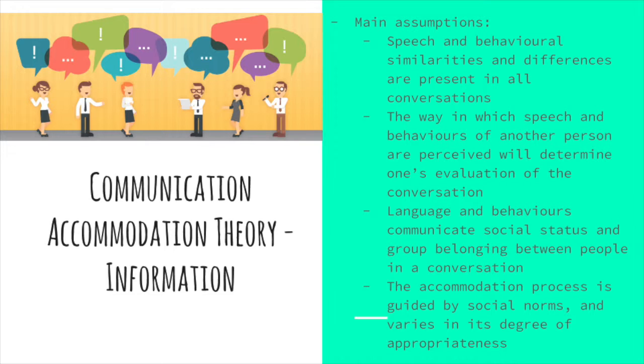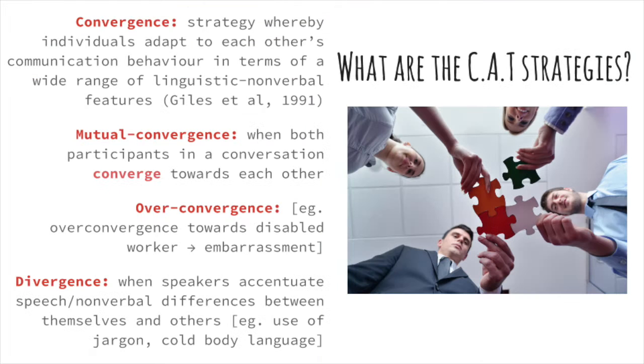The consideration of these four assumptions forms the basis of the CAT and allows one to consider the complexities involved with accommodating fellow persons in a conversation. Convergence is a strategy whereby individuals adapt to each other's communication behaviour in terms of a wide range of linguistic, prosodic, and nonverbal features, including speech rate, pausal phenomena, and utterance length.